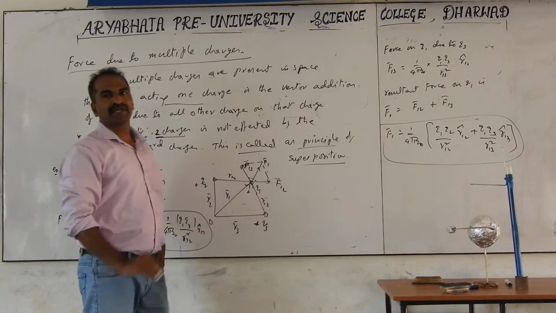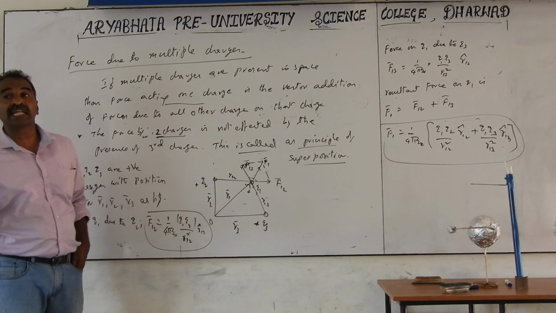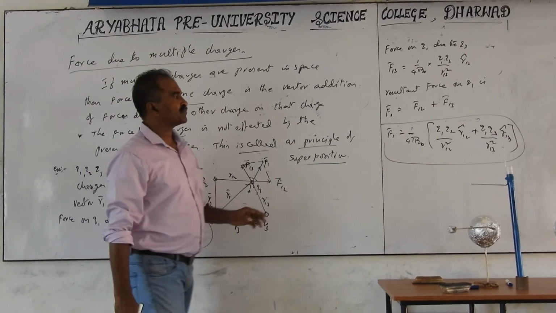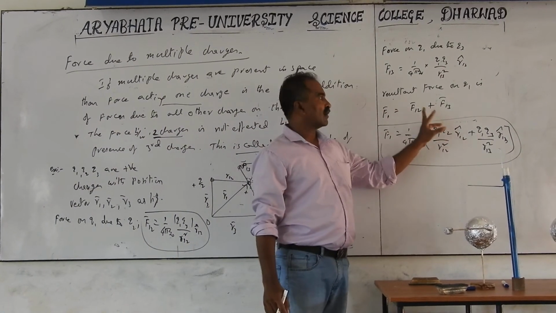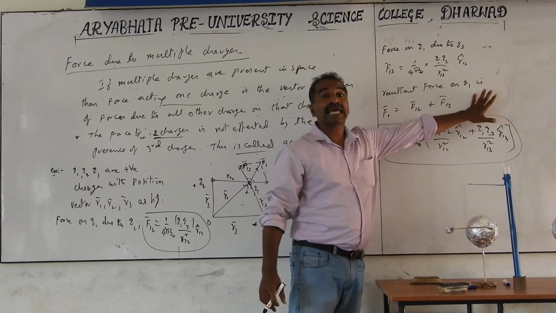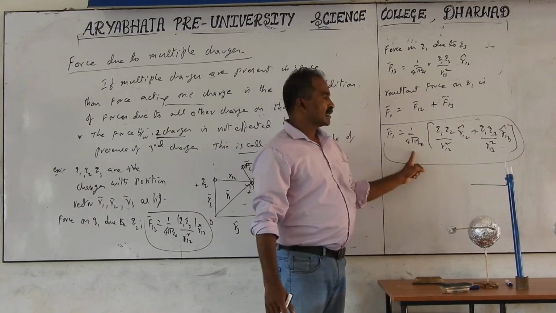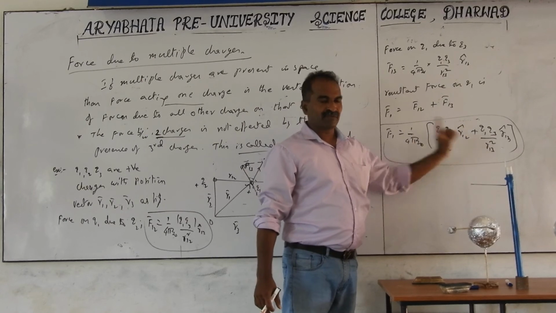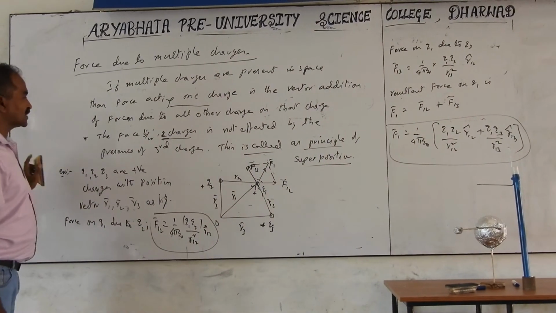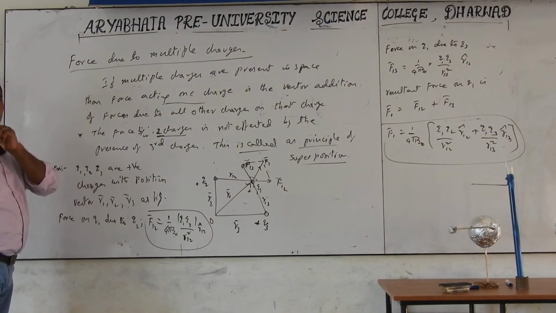Only three charges were taken. If you take many charges, n charges, we have to take a generalization formula. How do we take it? F1 is equal to F12 plus F13 plus F14 and so on up to F1n. Similarly we have to make the modifications. This was for only Q1 and Q2.